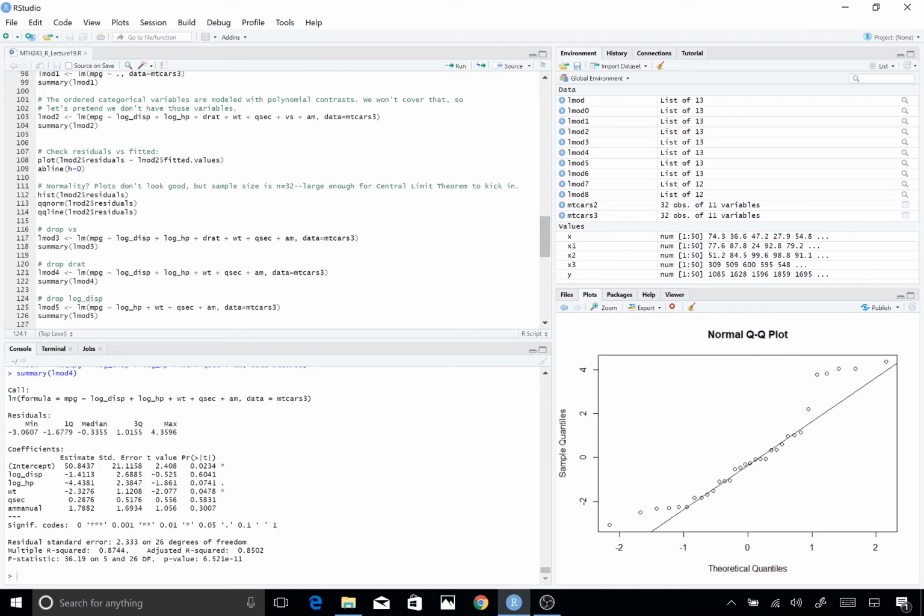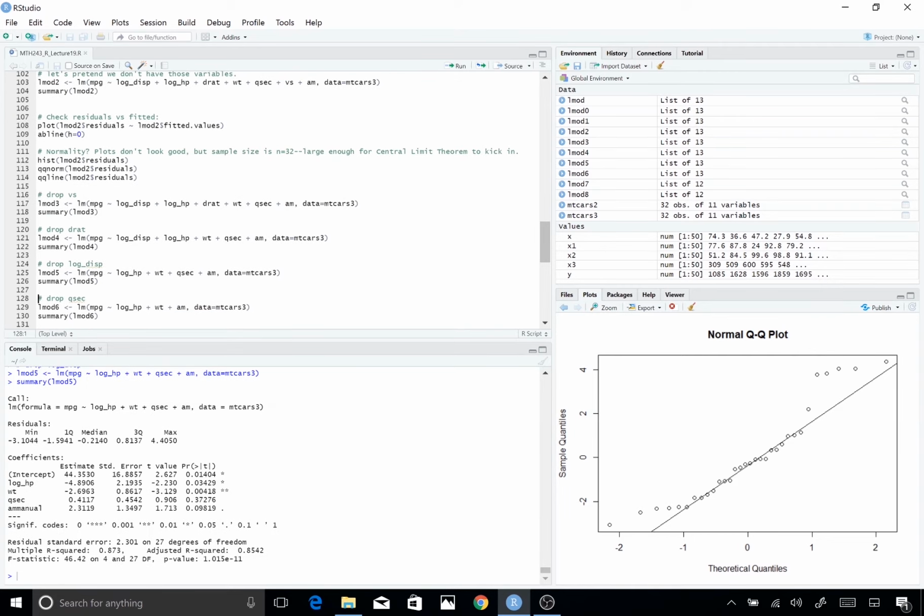Now, log displacement has the highest p-value, which is a surprise since it seemed to have a strong relationship with MPG. But in the presence of log horsepower and all these other variables, it appears to not be significant. And things might change if I dropped qsec instead, which has a pretty close p-value. There's barely any difference between them, but I'm going to stick with dropping the highest, which is log displacement. Now I drop qsec.